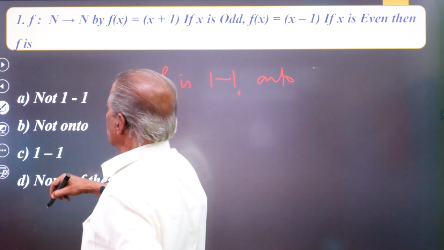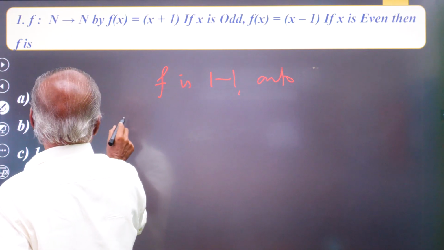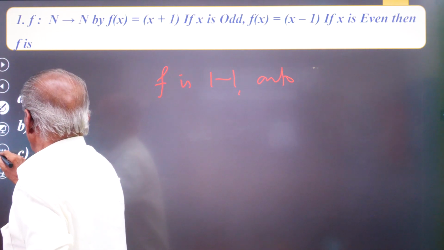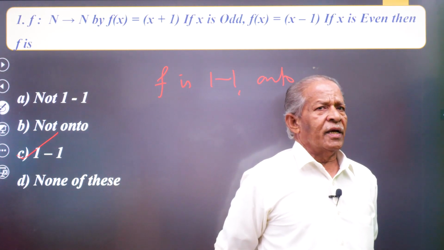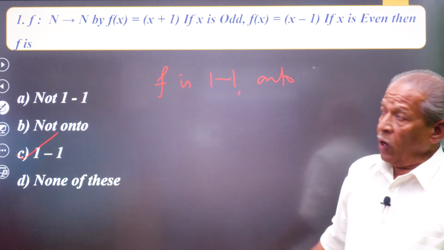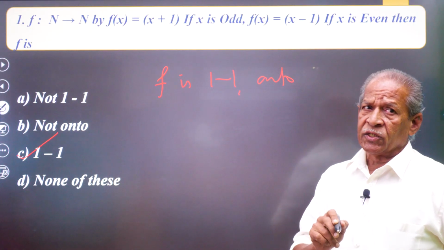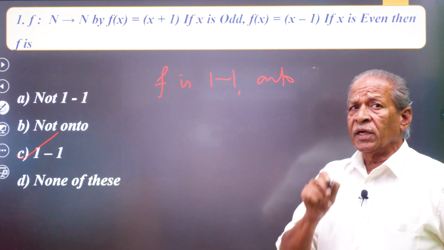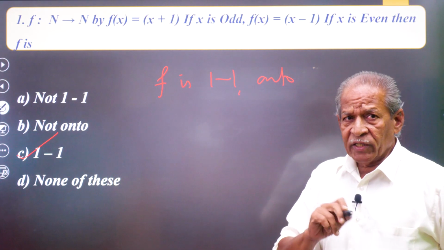That is the answer. F is 1-1 and onto. Here the four options are, not 1-1, it is not correct, not onto, not correct, 1-1 and onto. Therefore, C is the correct answer. For this problem, C is the correct answer. This problem is a big question. If we solve it, it takes minimum 3 minutes. If you solve this by the method in an MCQ question, it will waste time for another problem also.